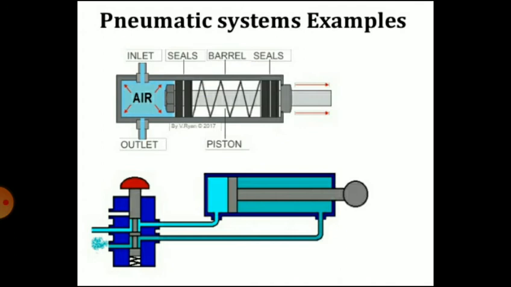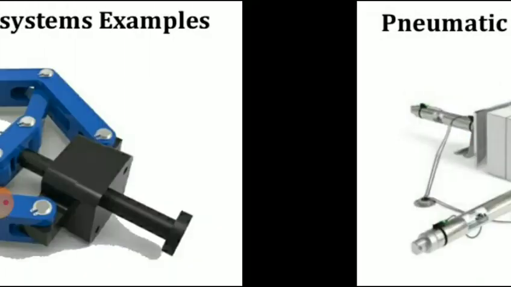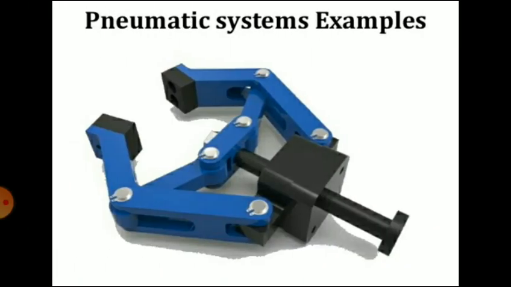Another example of operating the linear actuator by using compressed air. Another application is used in a packing operation, where one actuator, or both the actuators, are used to move the box into a container, and that is operated by compressed air. Another example is a gripper, which is pneumatically operated, or you can say it is a clamp.